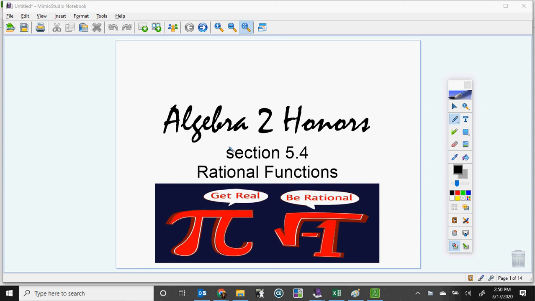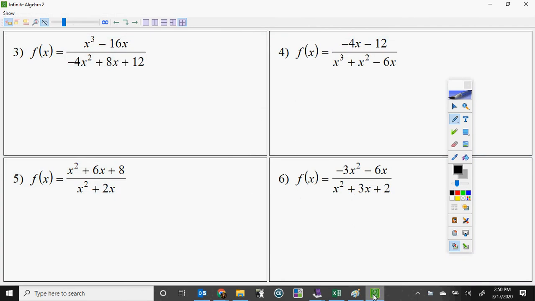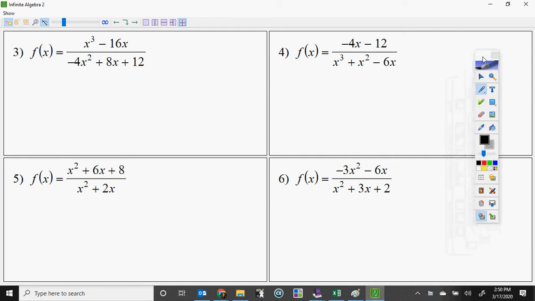So we're starting 5.4 today. We're looking at rational functions, which we've been looking at for the last couple of sections, but today we're talking about the graphs of those rational functions and some aspects of those graphs. You actually will not need a graphing calculator for what we're going to do. We're really going to look at the equation and say, what can I tell about the graph just by looking at the equation? So we're going to do this a little differently.